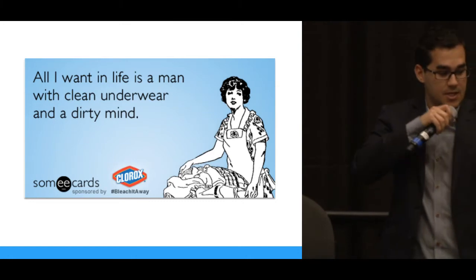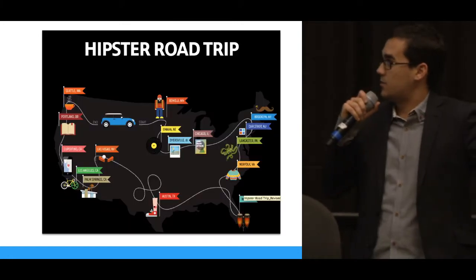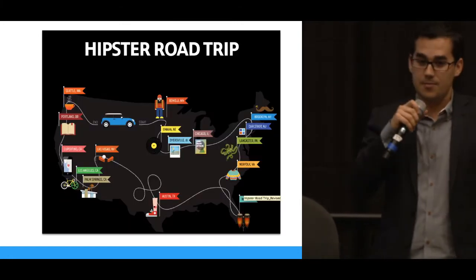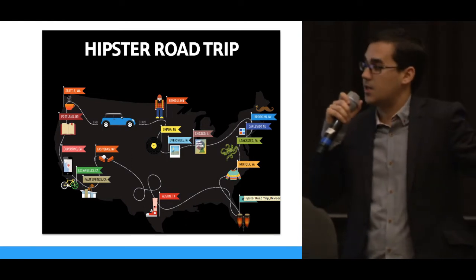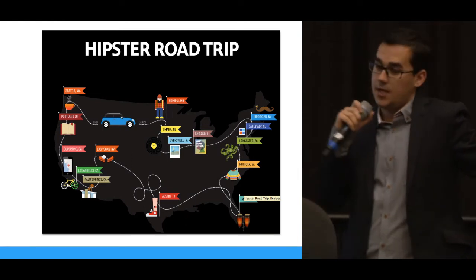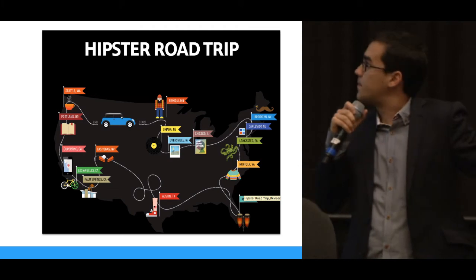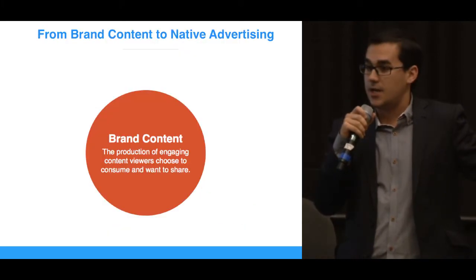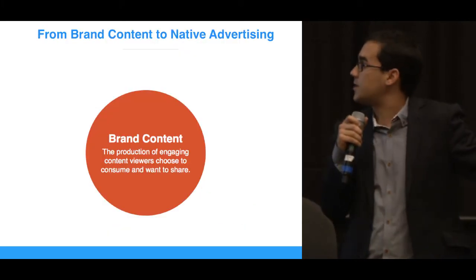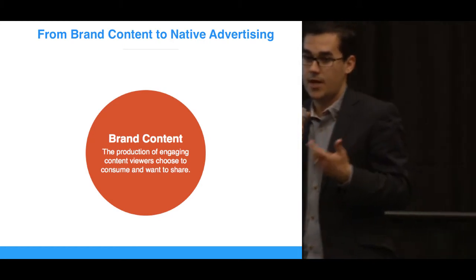Other couple examples, Mini has produced some awesome content. I think this is a series with Mashable or something, Hipster Road Trip, Mini producing a series of interesting pieces of content. Mashable does a ton of sponsored content. The challenge is this content gets stuck inside the walled garden. So when native comes in, native is essentially the way to distribute that content.